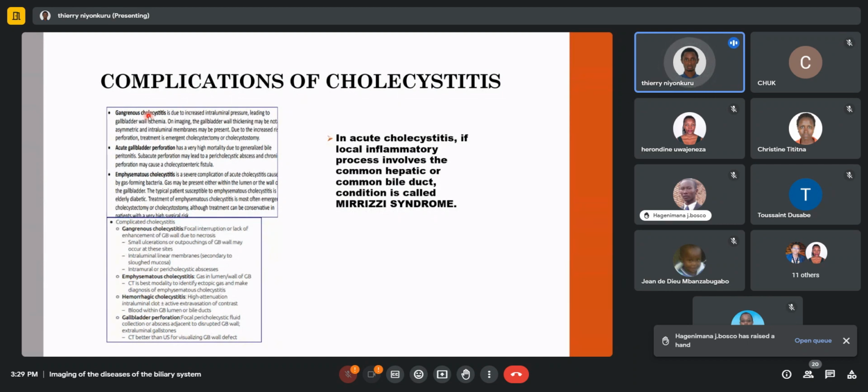So on imaging for emphysematous cholecystitis, as I've said, we see gas in the lumen or the wall of the gallbladder. CT is the best modality to identify this ectopic gas and make a quick diagnosis. In gangrenous cholecystitis, we see small outpouchings into the gallbladder wall and intraluminal linear membranes secondary to sloughed mucosa. If in acute cholecystitis the local inflammatory reaction involves the common hepatic or common bile duct, it leads to Mirizzi syndrome.